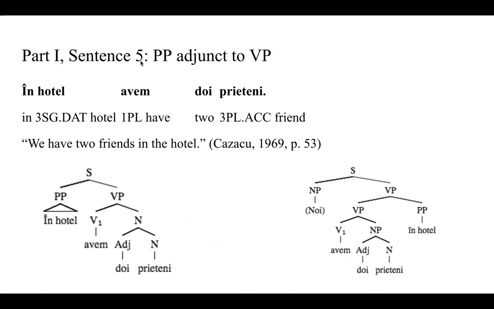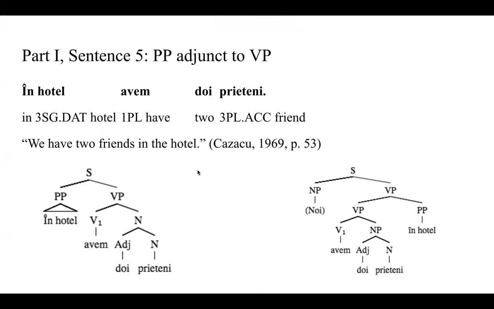Now we have an example of a prepositional phrase being adjunct to a verb phrase. We have 2 friends in the hotel. In hotel avem doi prieteni. The verb to have, avem, takes the prepositional phrase in hotel.